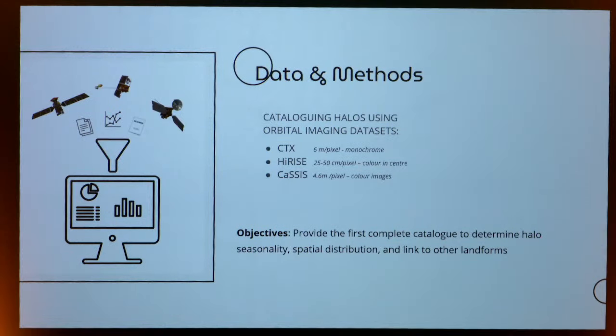She used 3 orbital imaging datasets, CTX and HiRISE, which are both on the Mars Reconnaissance Orbiter. CTX is monochrome at 6 meters per pixel, HiRISE is 25 to 50 centimeters per pixel, where you have a color strip down the middle, and CaSSIS, a full width color imager at about 4.5 meters per pixel. Now, the color images are much easier to identify these halos in, but you can still identify them in the monochrome images. They appear as a lighter color around these dark cores.